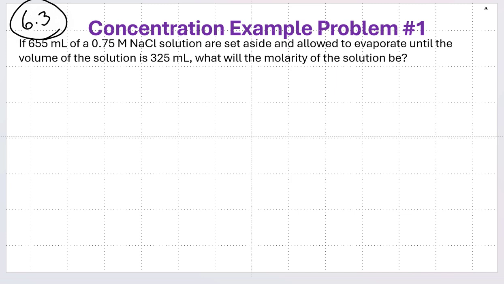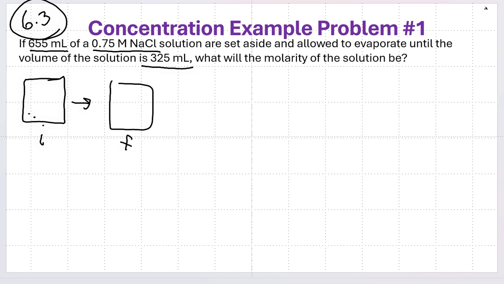So in this problem, we have a 650 milliliter volume of a 0.75 molar sodium chloride solution. Over time, we're going to let it sit and some of the water is going to evaporate out of that solution, and we're going to be left with only 325 milliliters. So what does this look like? We have an initial condition and a final condition.